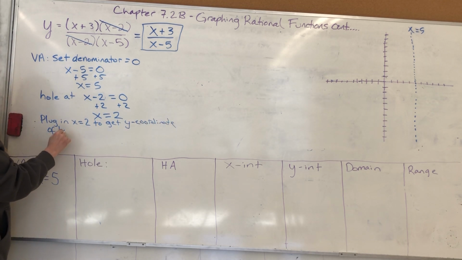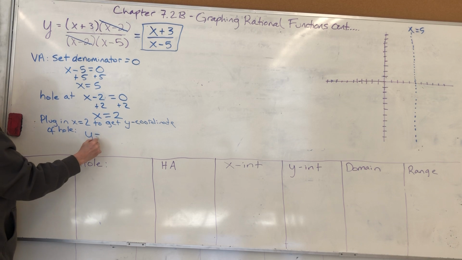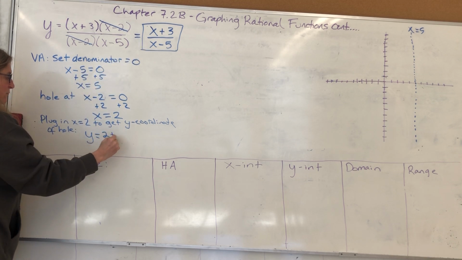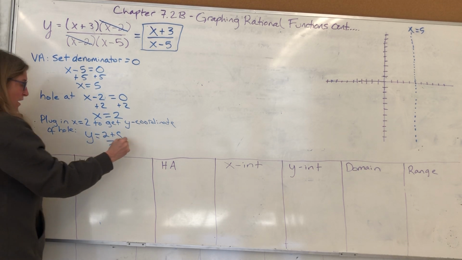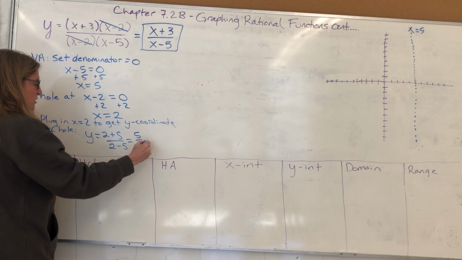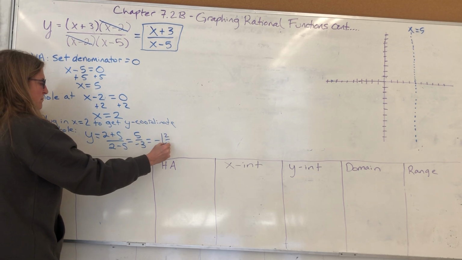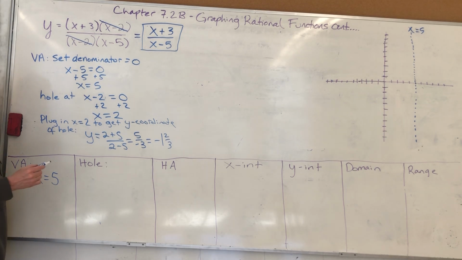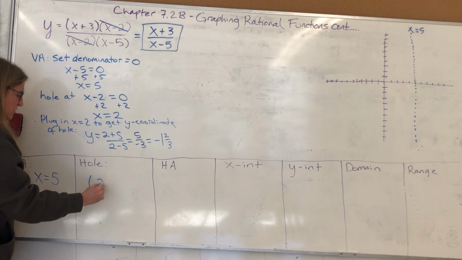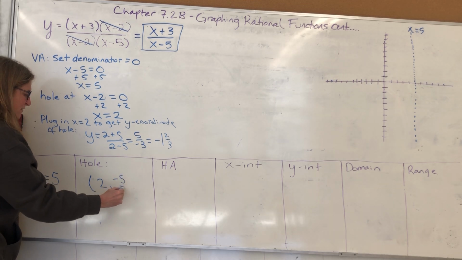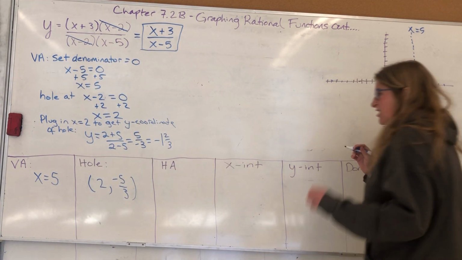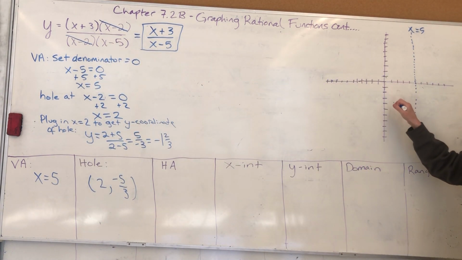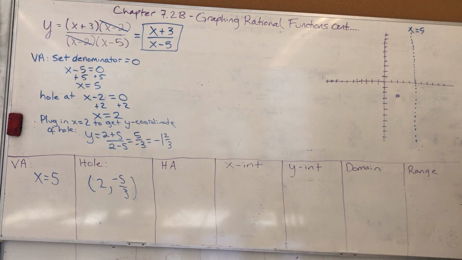Okay, so let's do that. So I'm going to say y equals, I'm going to go up here and plug it into my reduced function. So that looks like 5 over negative 3, which is negative 1 2/3. So that means my hole is at 2 comma negative 5/3, or I can write negative 1 2/3, doesn't matter. So let's see what that looks like. Like I told you, it just looks like a little hole. So I'm going to say 2 comma negative 1 2/3 is about there. So I just graphed my hole.